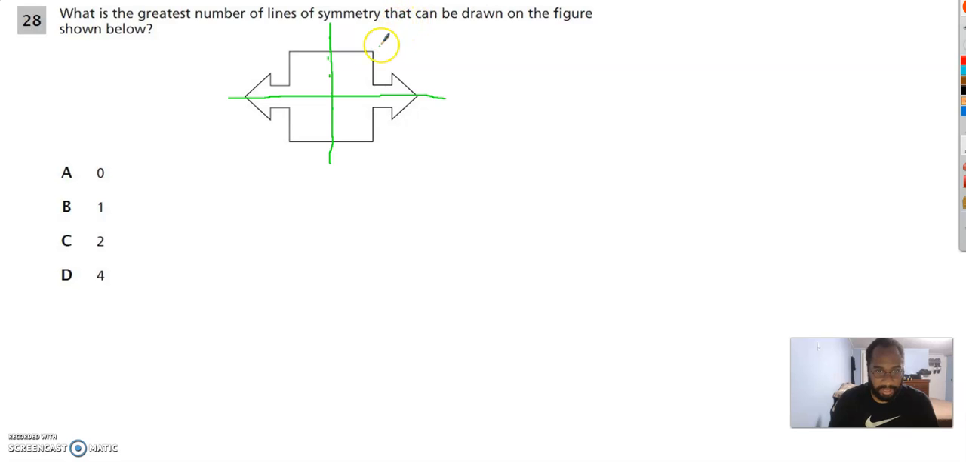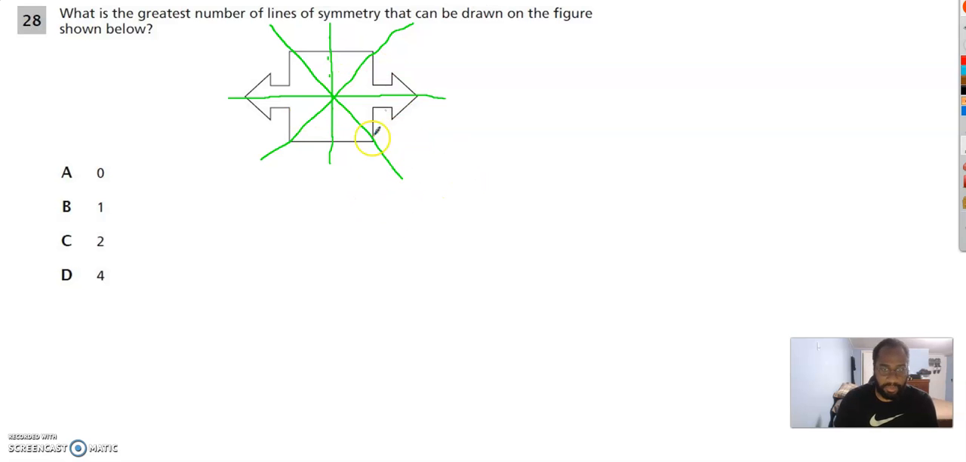Yes, you can also split it diagonally. Remember, this is a square. So if you split it diagonally, you still have an arrow on both sides, and the shape is still the same. That triangle is still the same. So that's one line of symmetry. And this, you could do also the same diagonally here.